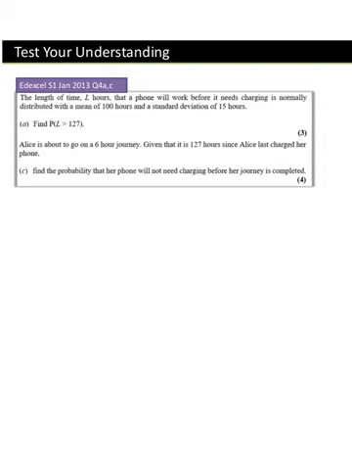And working that out will give us our probability. So reading this question again, we've got the length of time L hours that a phone will work before it needs charging is normally distributed. So here we've got a normal distribution with a mean of 100 hours and a standard deviation of 15. So we have L modelled on a normal distribution with a mean of 100 and a standard deviation of 15 hours. Quick diagram of that there.